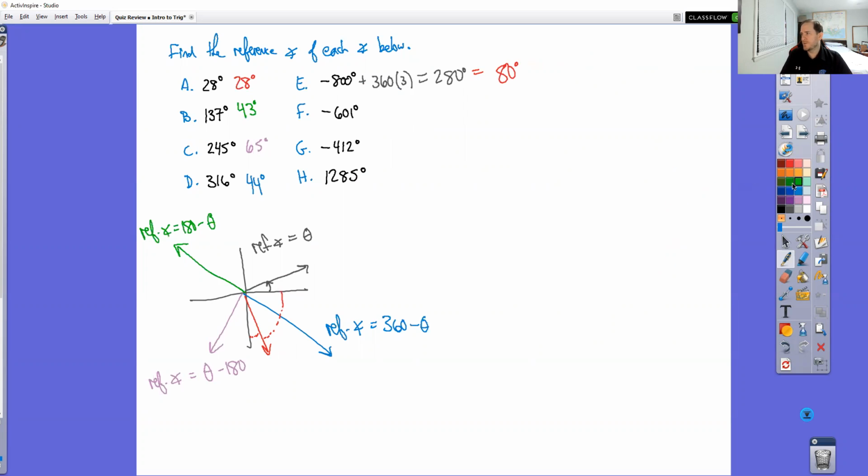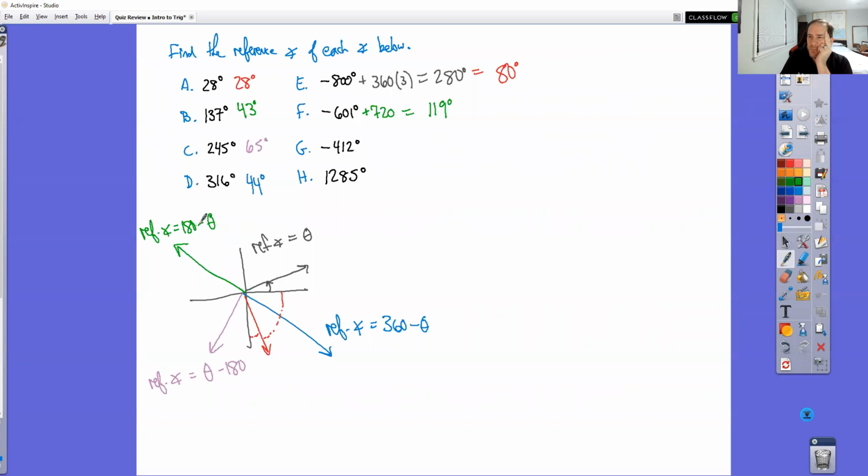601. I guess we would add on 720. That gives me 119. That was a little embarrassing. I should have been able to do that in my head. So 119, where's that? Pretty sure it lives in quadrant 2.